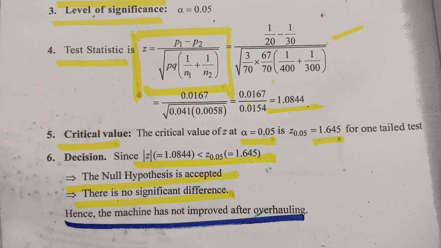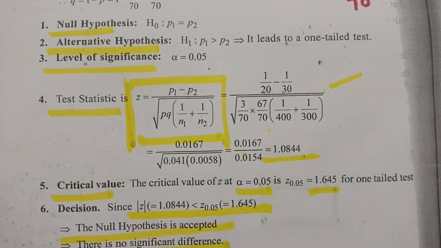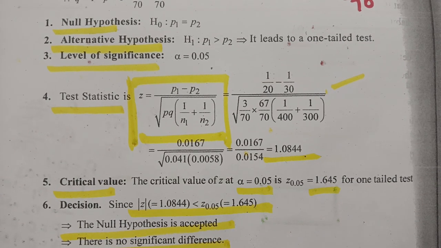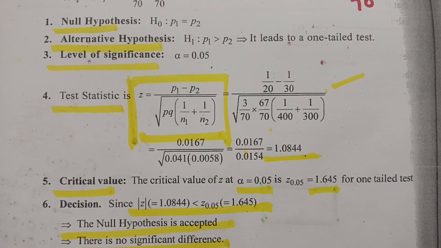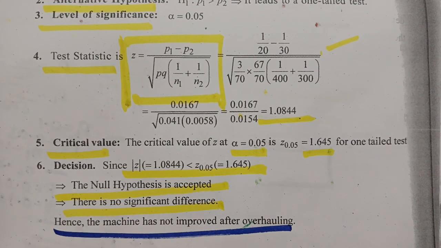So this is how we have to solve. The steps are: null hypothesis, alternate hypothesis, level of significance, test statistic, critical value, and decision. These are all the steps which you have to take for each and every problem. All the numerals should be underlined. So n1, n2, x1, x2, and P1, P2, PQ, everything should be calculated using the given data, and therefore you can get a conclusion after comparing the calculated value with the tabular value. So this is how we have to solve.